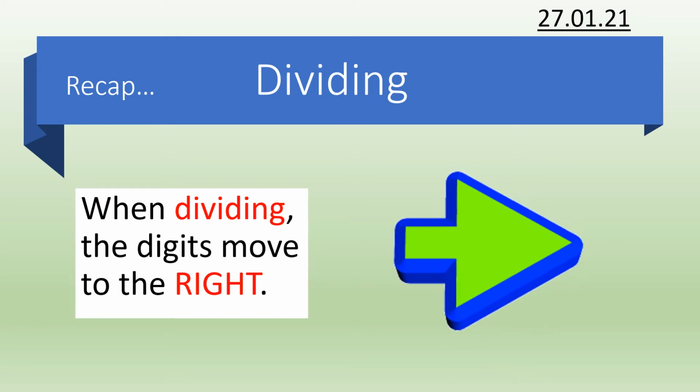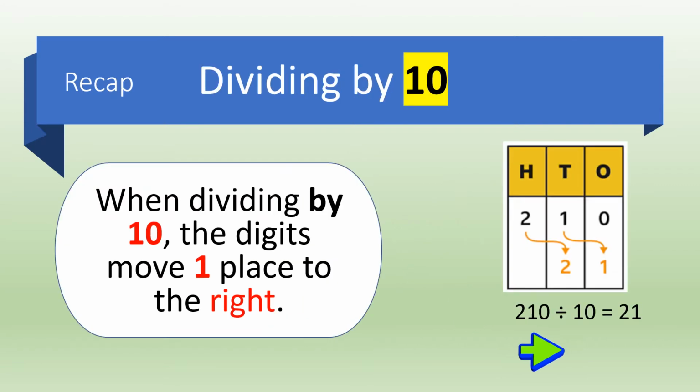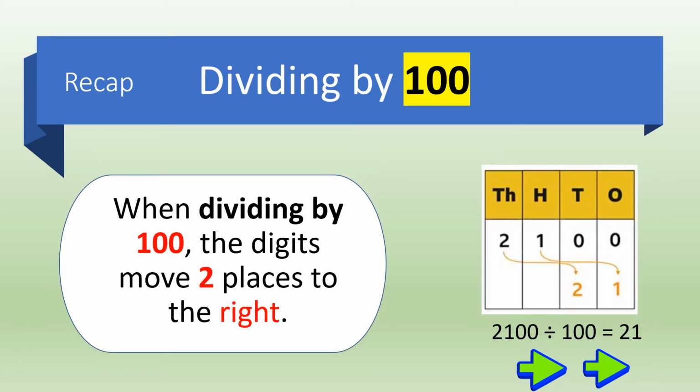When dividing, the digits move to the right. When dividing by 10, the digits move one place to the right. When dividing by 100, the digits move two places to the right.